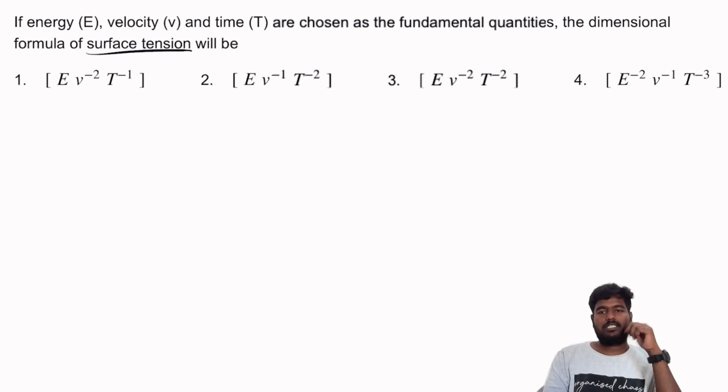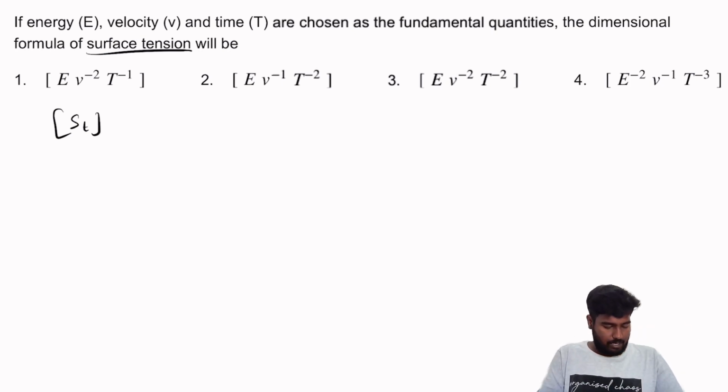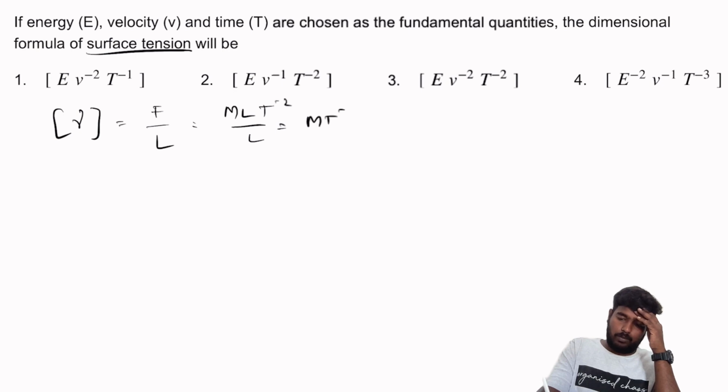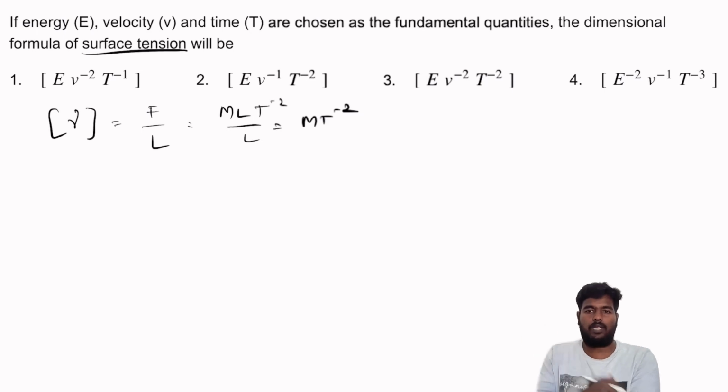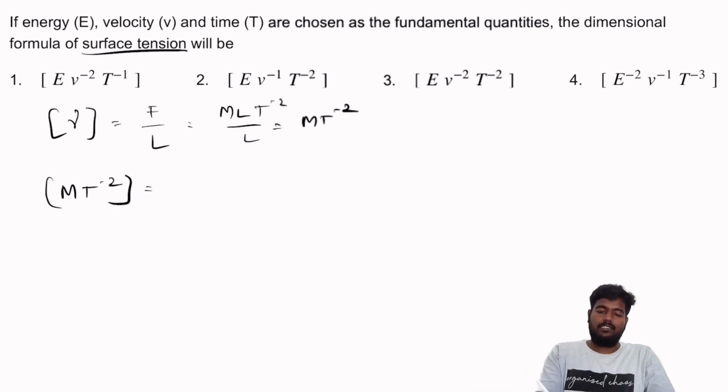So in this case, first, what's the dimension of surface tension? The symbol for surface tension is, I think, tau. Surface tension is force by length. We know that force is M L T power minus 2, divided by L gives M T power minus 2. So surface tension is M T power minus 2. This should be the combination of energy, velocity, and time.